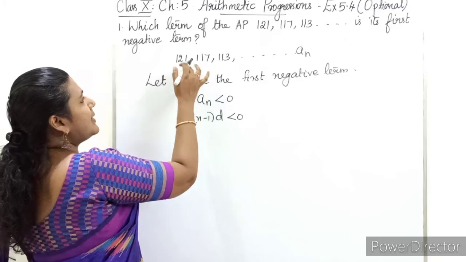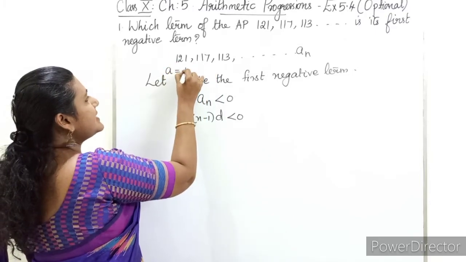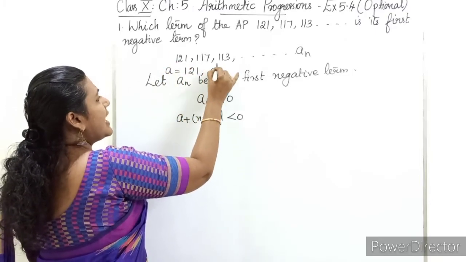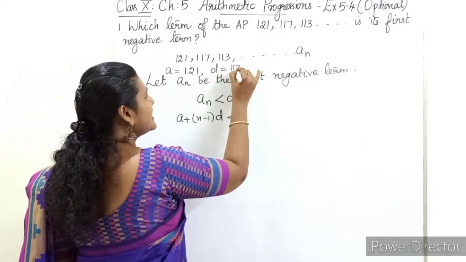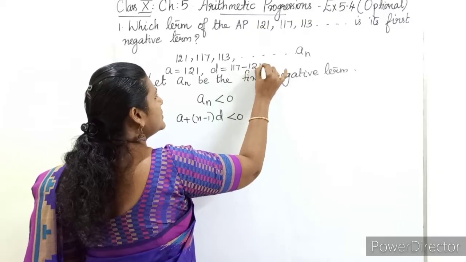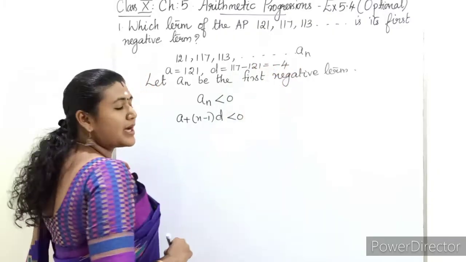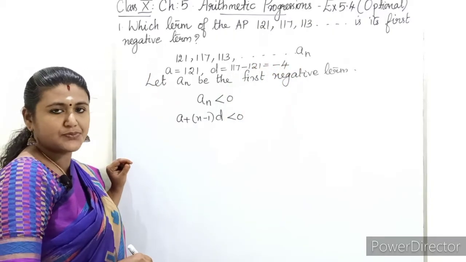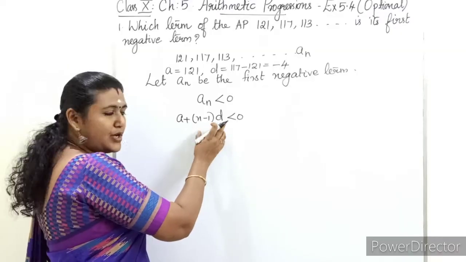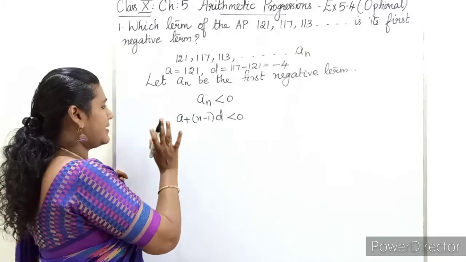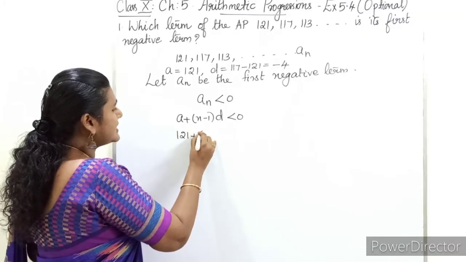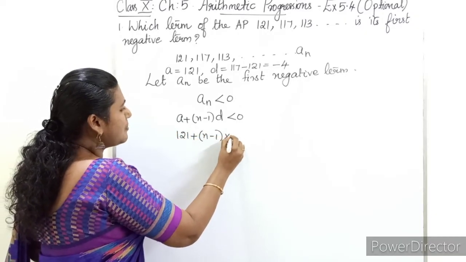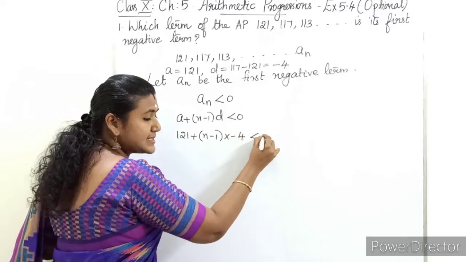So from the given AP, what is the value of A? A is equal to 121 and D is equal to A2 minus A1, that is 117 minus 121. So the answer is minus 4. D value is minus 4. So A and D values we will substitute in this formula. So 121 plus (n minus 1) into minus 4 is less than 0.